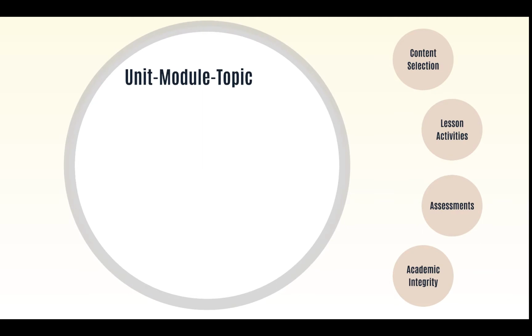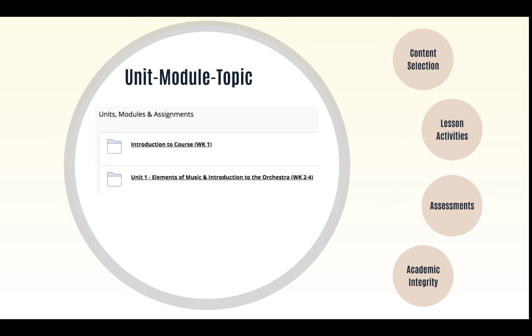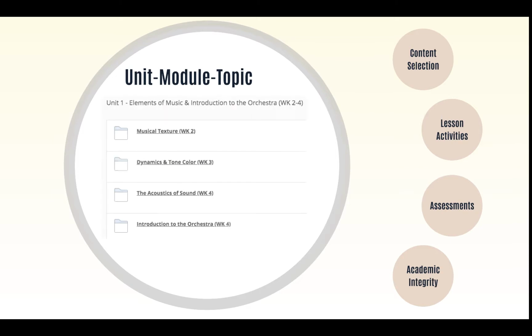I've set this up on the unit module topic model that was described in our textbook. That worked really well for me. You can see here, these are the two basic units that I put into my course for this project: the introduction, which is kind of a mini unit, and then the first unit, elements of music and the introduction to the orchestra. So this is the basic unit structure, and then you go a little deeper into the unit and you have the modules, and within those modules are different topics.